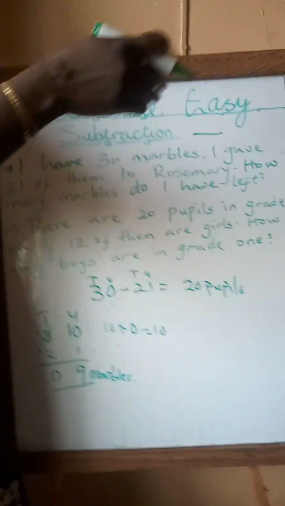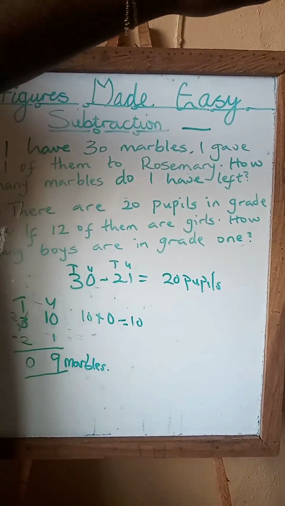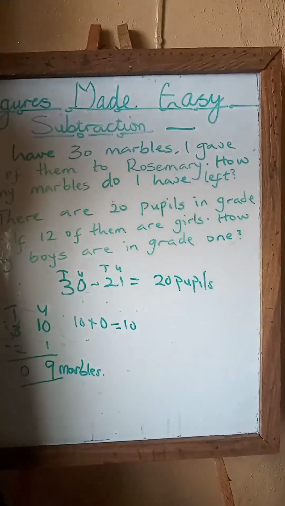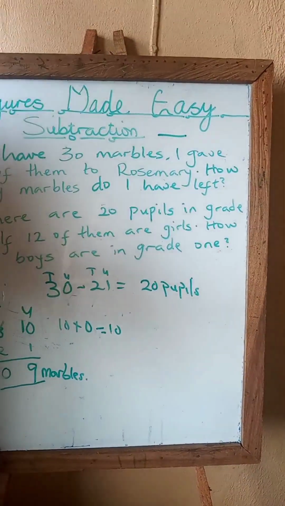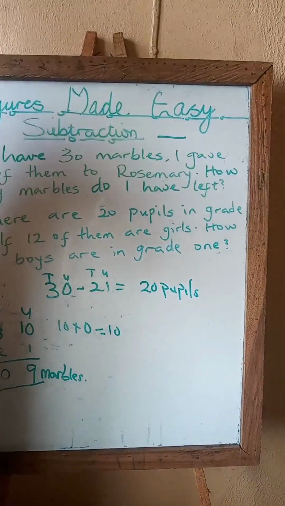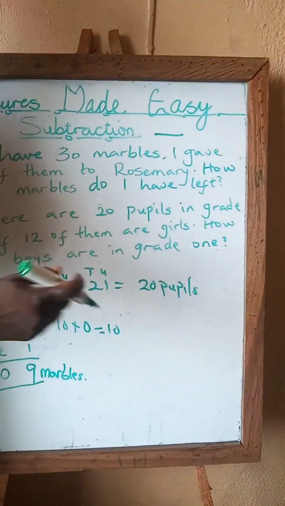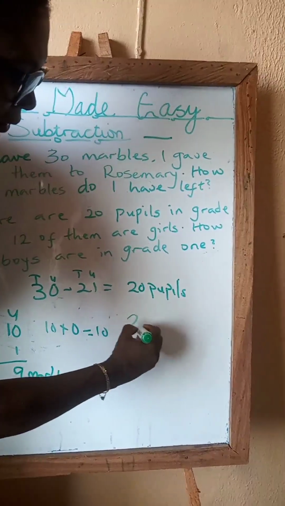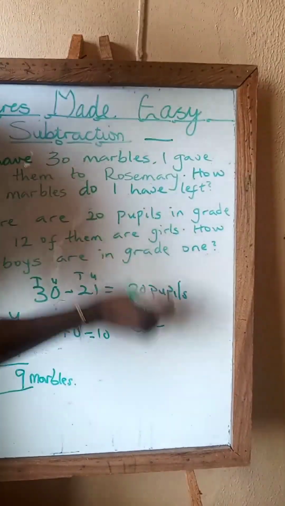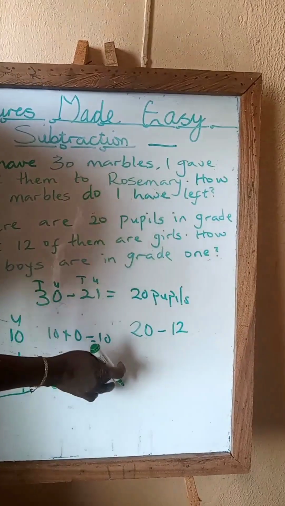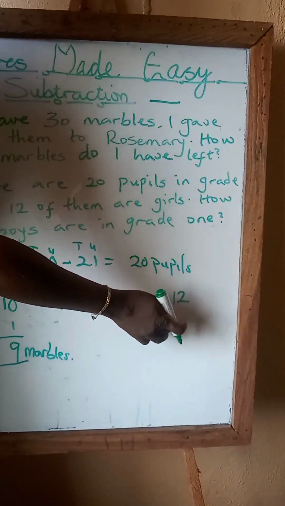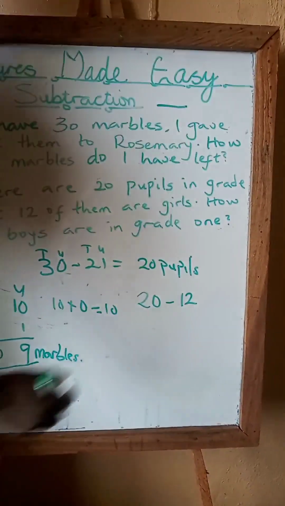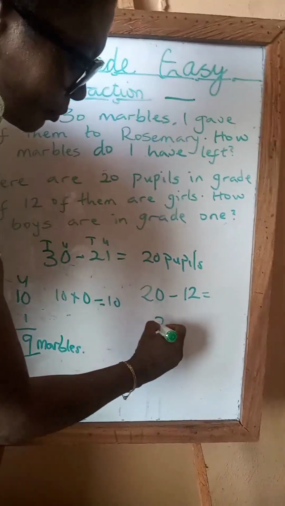So meaning when you have all the children together, then you want to separate them. Girls this way, boys that way. So meaning that the girls will be taken away from the boys, or the boys taken away from the girls. So now we have it like this: 20, all the children, minus 12, the girls, which is what you're subtracting. So what will be the difference?